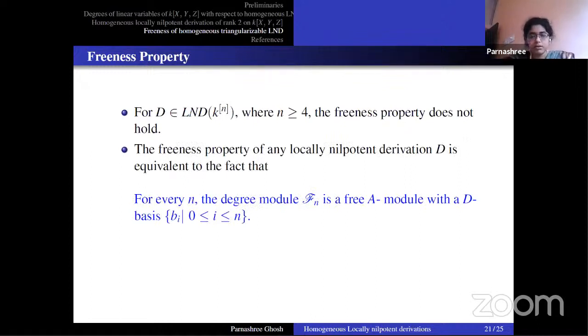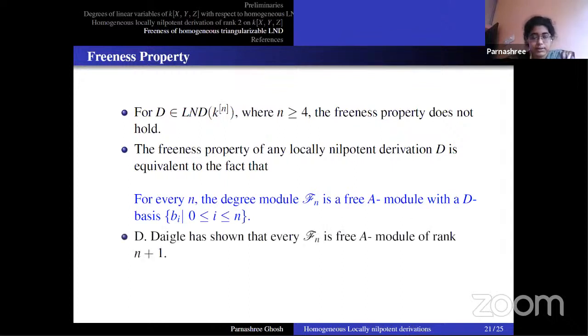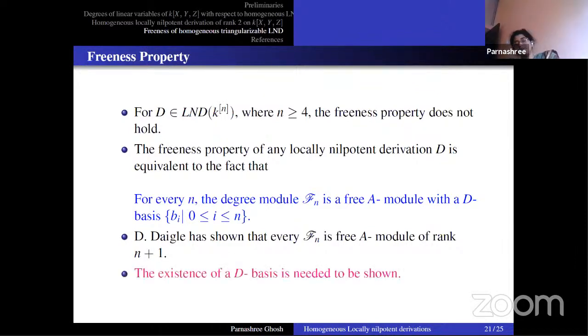Now, the freeness property of a locally nilpotent derivation D is equivalent to the fact that for every n, the nth degree module F_n is a free A-module with a D-basis. So what is known right now is that recently Degley has shown that every F_n is a free A-module of rank n plus 1. But what is not shown yet is the existence of D-bases. So if one can prove that the F_n have a D-basis, then the conjecture will be settled.